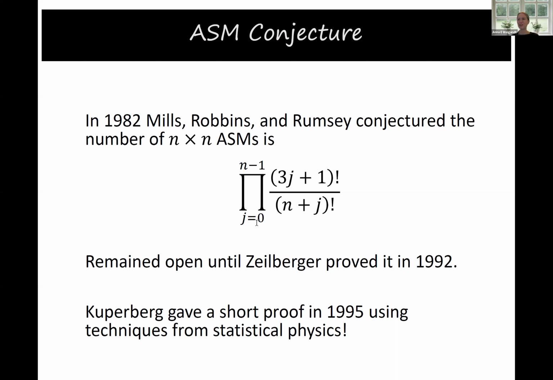Then a few years later, Kuperberg gave a very short proof using techniques from statistical physics. He was able to connect alternating sign matrices to this whole other world and use the techniques from that world to ultimately get at this enumeration in a very different way.